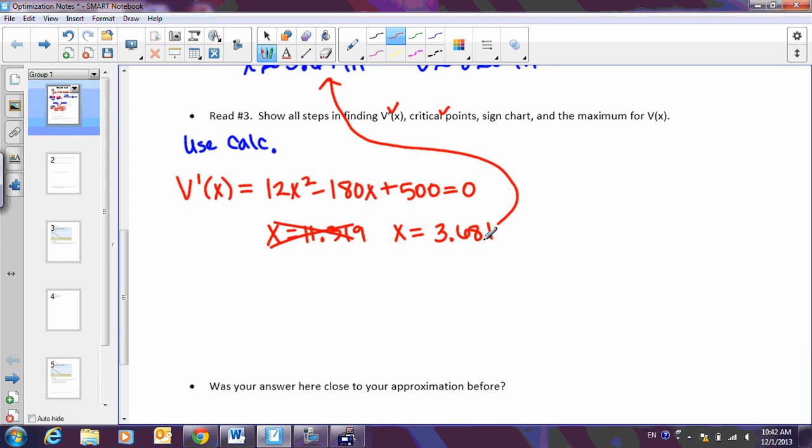I don't know that this is a maximum. We know that the derivative could equal 0 for a minimum or for those weird points of inflection, okay? And so we need to confirm this, and it's very easy to do, okay? It's just going to be like what we did before.